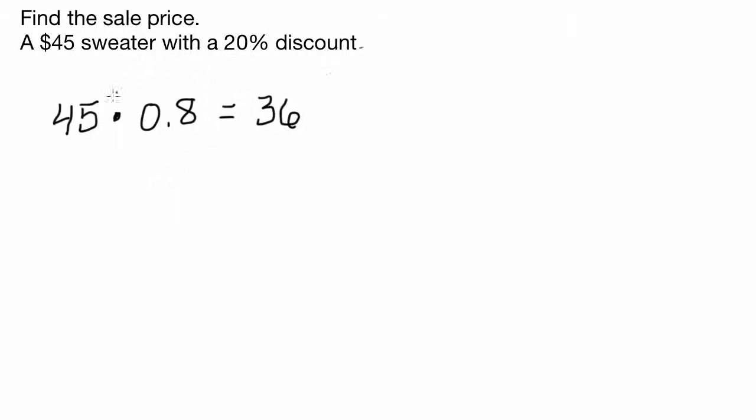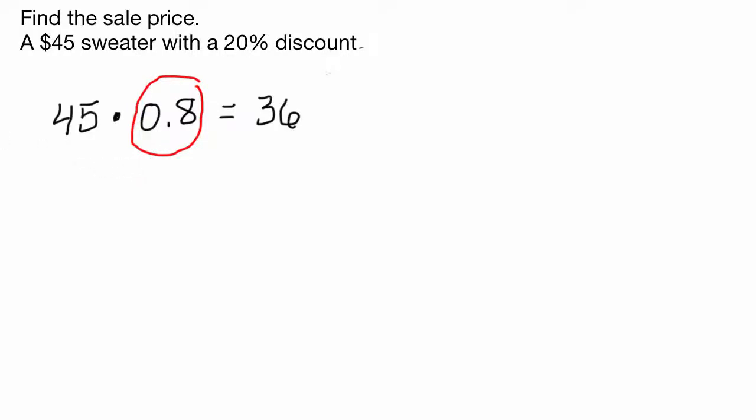What I want you to think about is when you have a 20% discount, you are paying 80% of the original price. So the easiest way to do that is to just say, well, it's the original price times the percent of the original price that I'm paying. So you're getting a 20% discount, which means you're paying for 80%. So it's just going to be 45 times 0.8 equals 36.